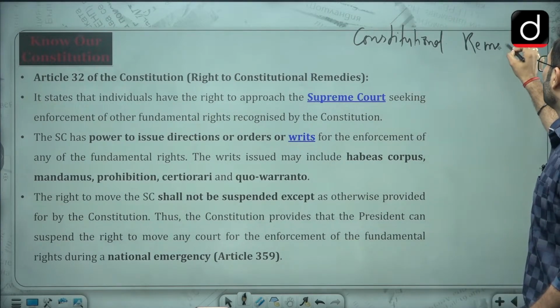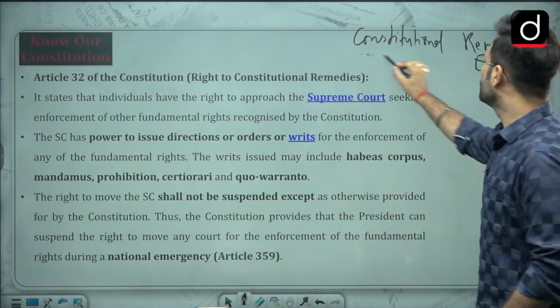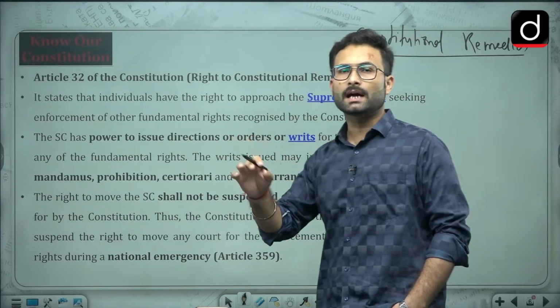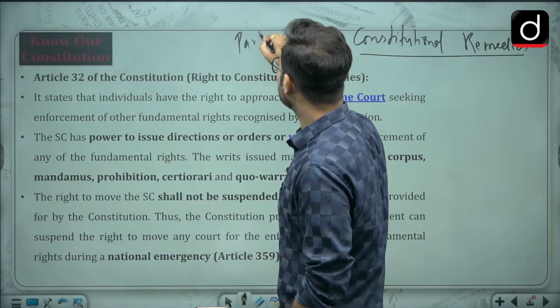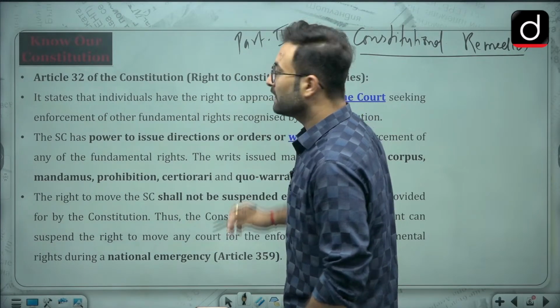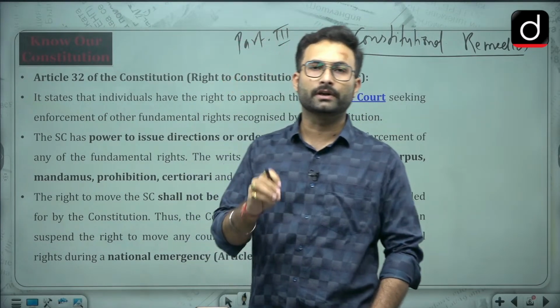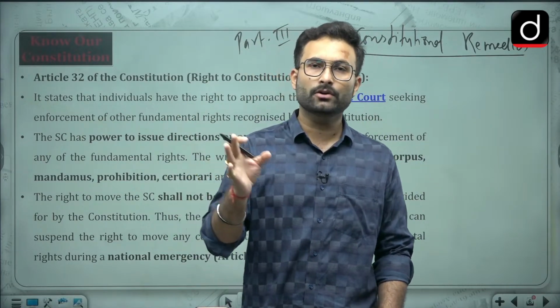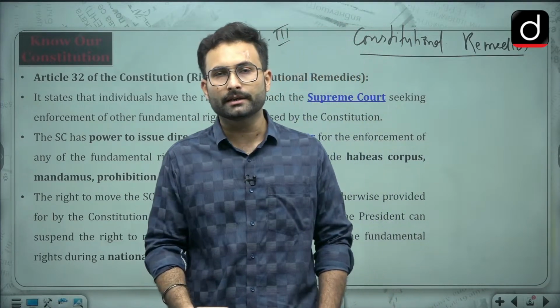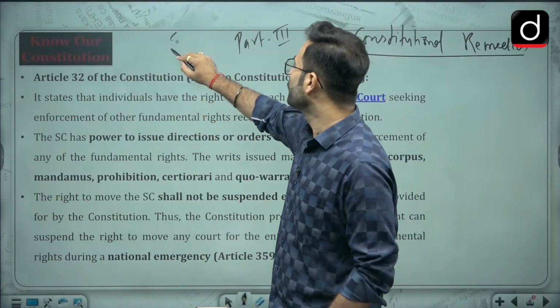Constitutional remedies means over here is that why they have actually put this article under Part 3, because this is also a fundamental right. Now what they are saying is that if any of your fundamental rights has been violated, we have discussed till 30, then you can directly approach the Supreme Court.